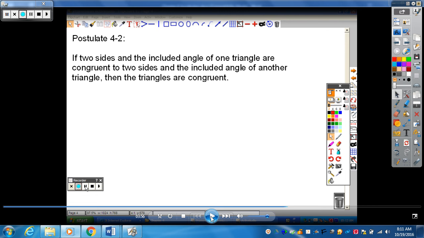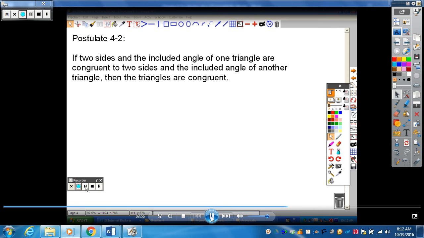If 2 sides and the included angle of one triangle are congruent to 2 sides and the included angle of another triangle, then the triangles are congruent. If you're a highlighting person or like to box things in, the key term is included angle. It's got to be between the 2 congruent sides. That's what included means, between 2 other things.